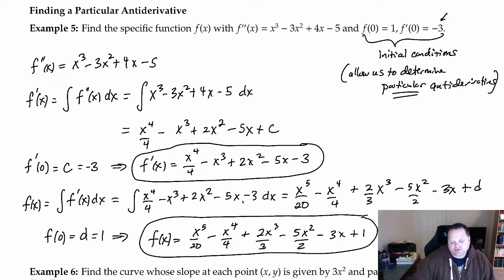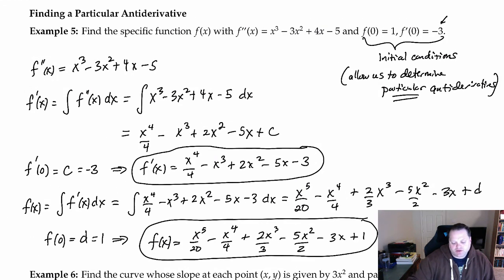So this is finding a particular antiderivative. You have to be given more information, and each time you go back, you peel away one derivative. So you have to go from second derivative to first, find the constant, go from first to original, find the constant. You end up having to find two constants, so you need two pieces of information.